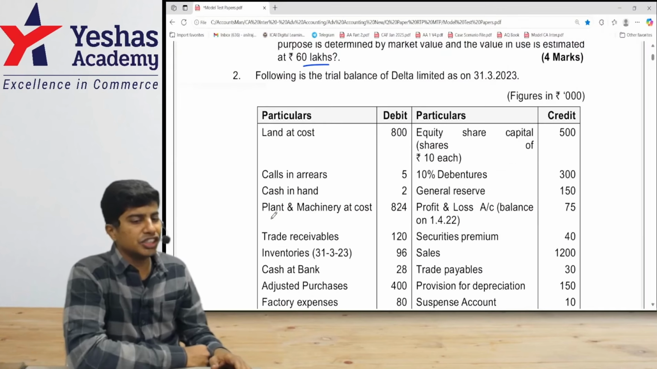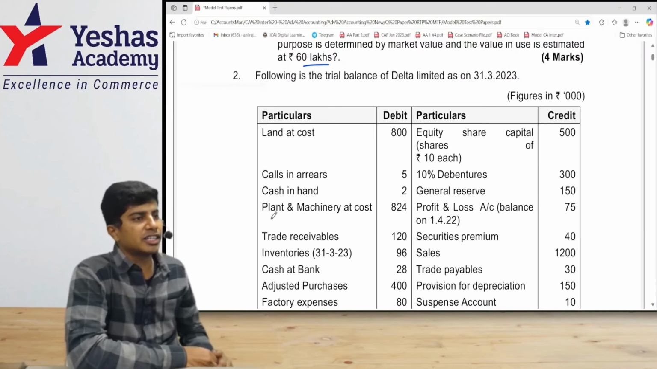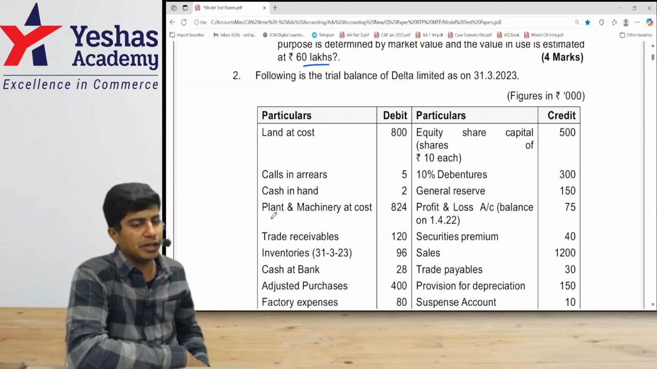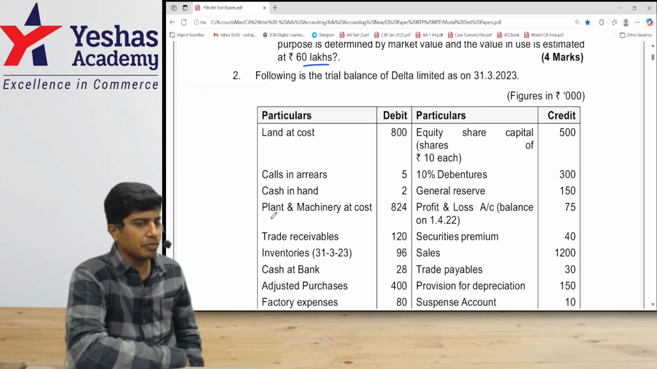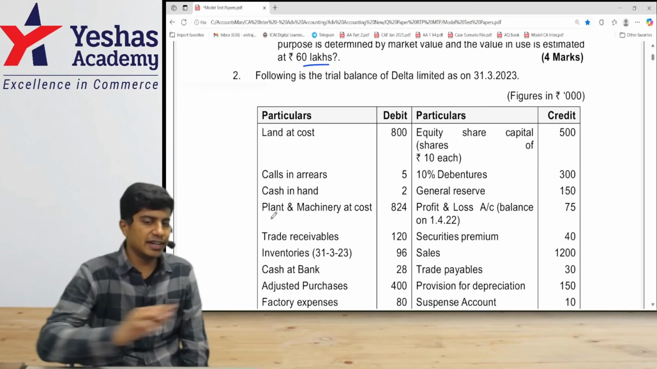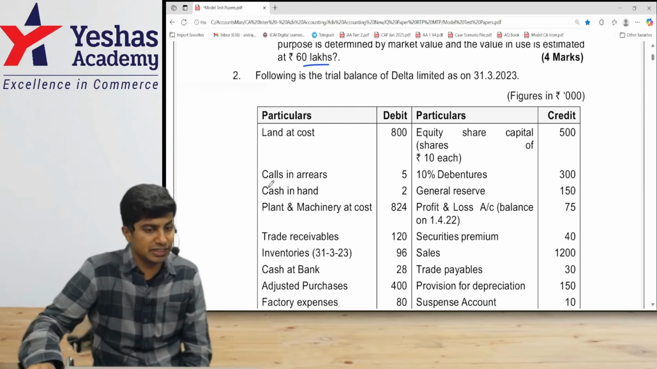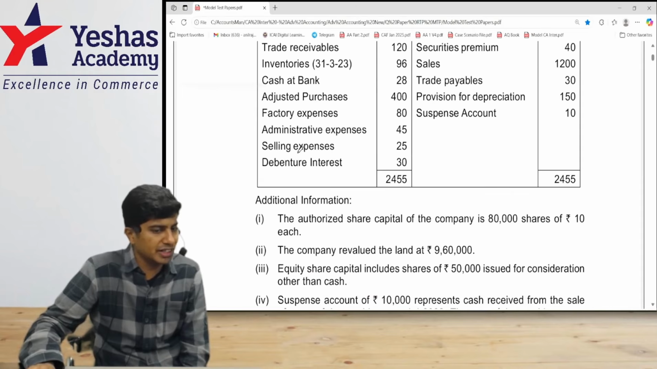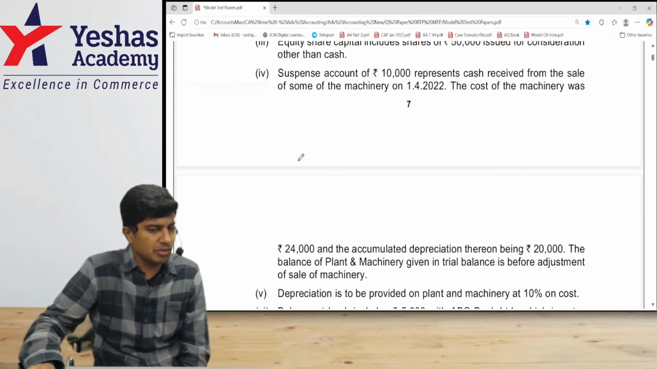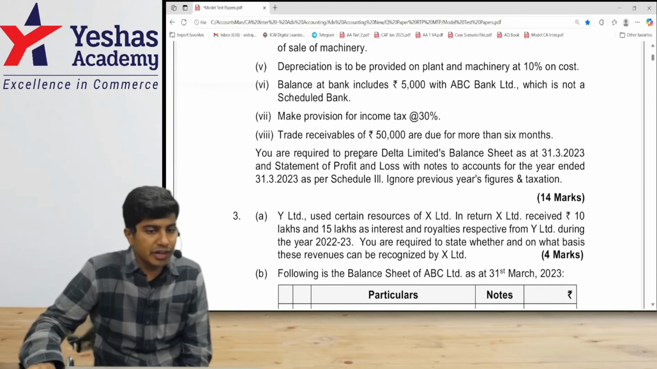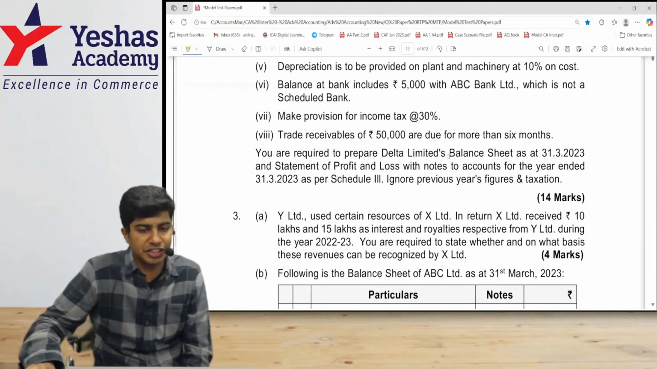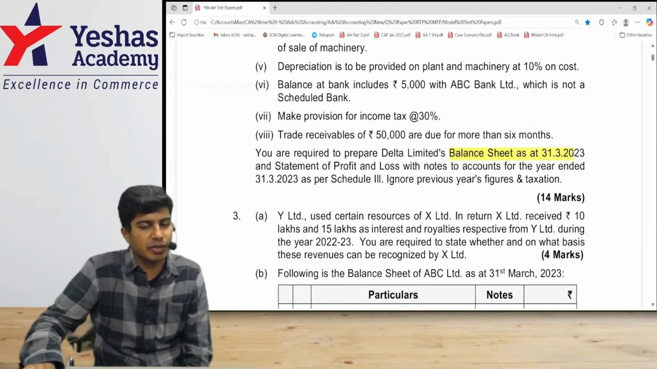Let's now solve question number 2 from our model test paper number 1. This question number 2 is from the chapter of financial statements, Schedule 3 financial statements of a company. From the trial balance of Delta Limited as on 31st of March 2023, what are we supposed to do? Don't read the trial balance, come to the end. They have given some additional information, come to the end. You are required to prepare Delta Limited's balance sheet as on 31st of March 2023. Also, you are required to prepare the statement of profit or loss.